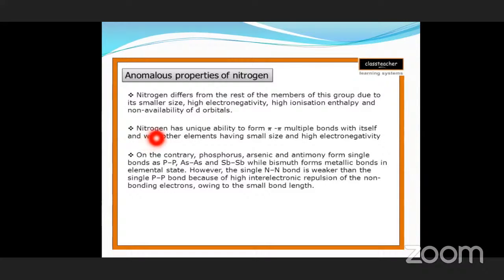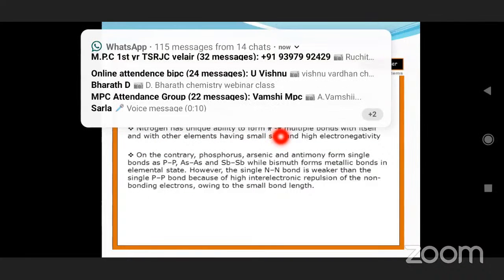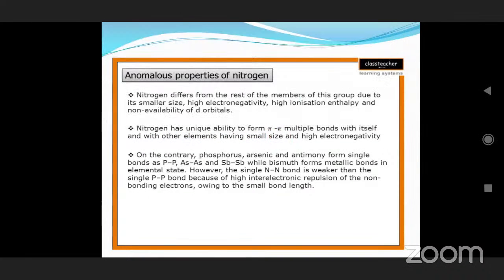Then, nitrogen has a unique ability to form pi multiple bonds with itself and with other elements having small size and high electronegativity. That means nitrogen can form pi bonds between two nitrogen atoms. We will discuss this in the next slide. On the contrary, phosphorus, arsenic, and antimony form single bonds, that is P single bond P.